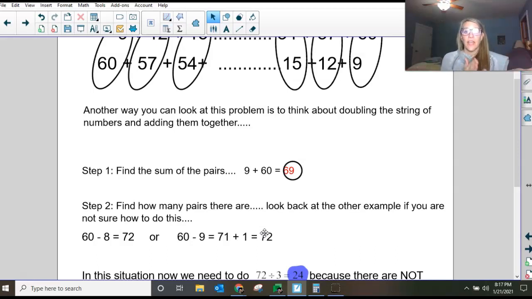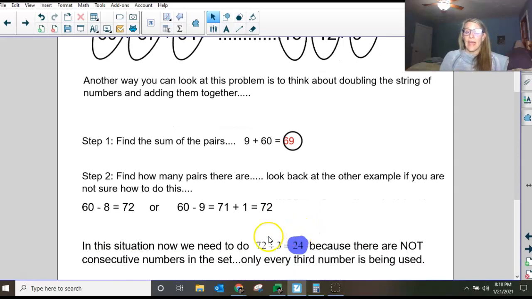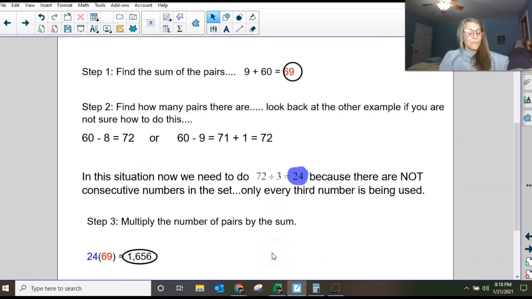Now remember, these are not consecutive numbers. Because of that, we now need to divide that number by 3. Okay, so we had 72 numbers between 9 and 60, but we're not counting 9, 10, 11, 12, 13. We're counting every third number. And because we're counting every third number, we divide by 3 to find that there's actually only 24 numbers between 9 and 60. All right, and now all we need to do is take our number of pairs, which is 24, and multiply it by the sum, which is 69.